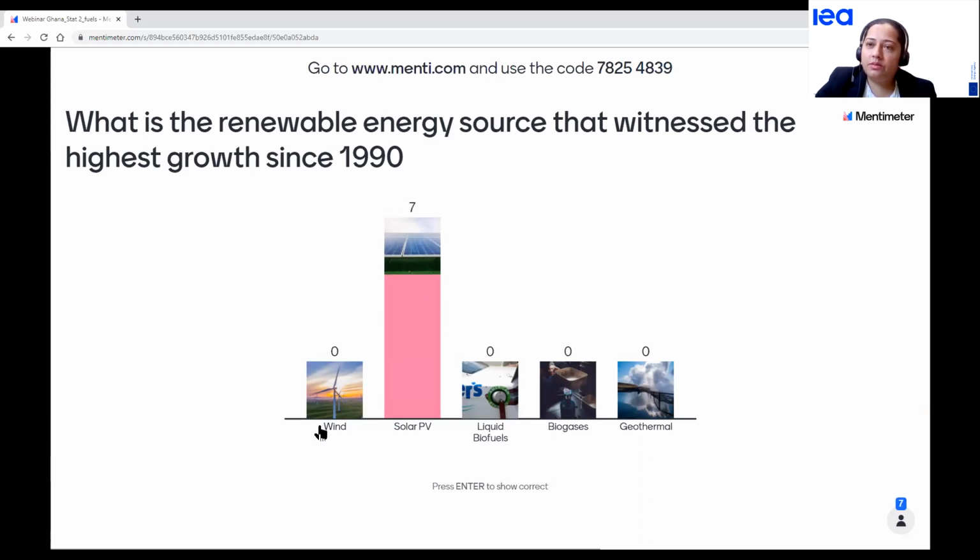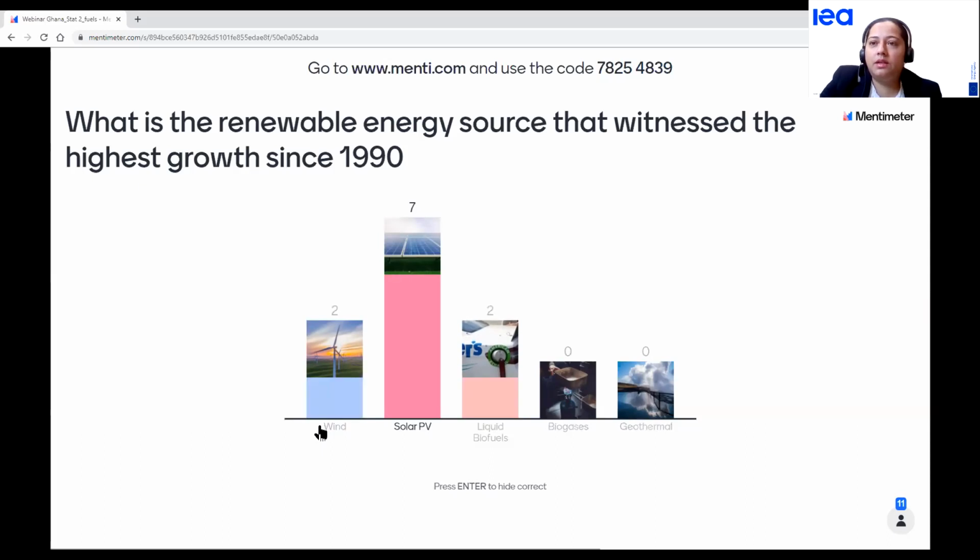So here it's quite clear, most of you, all of you think that it's solar PV. There's one participant that thinks that it's liquid biofuels, two that think that it is wind. And the correct answer here is indeed solar PV that has witnessed the highest growth since 1990.